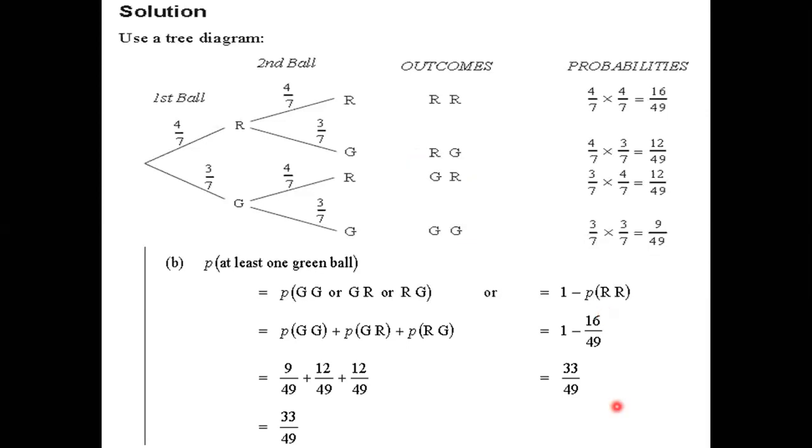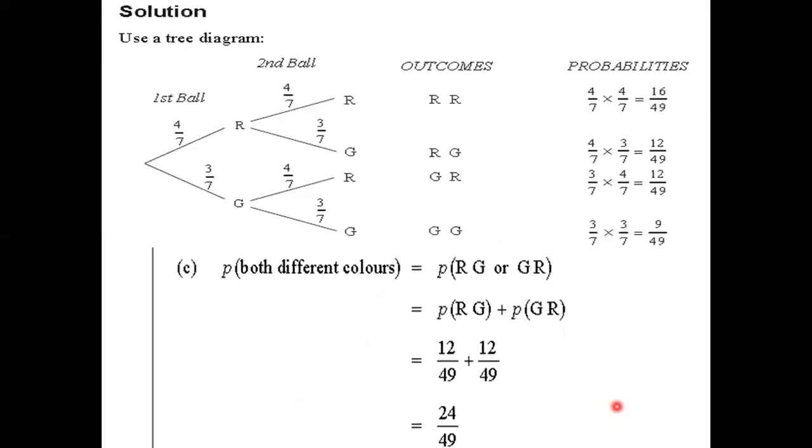So whichever one is understood clearly can be used. Probability that we have both as different colors could be red, green, or green, red. Remember, we have only two colors, red and green, so it could be red, green, or green, red. So that's the probability of red, green plus the probability of green, red. That's 12 over 49 plus 12 over 49. That will be 24 over 49. So that makes it for this particular example.